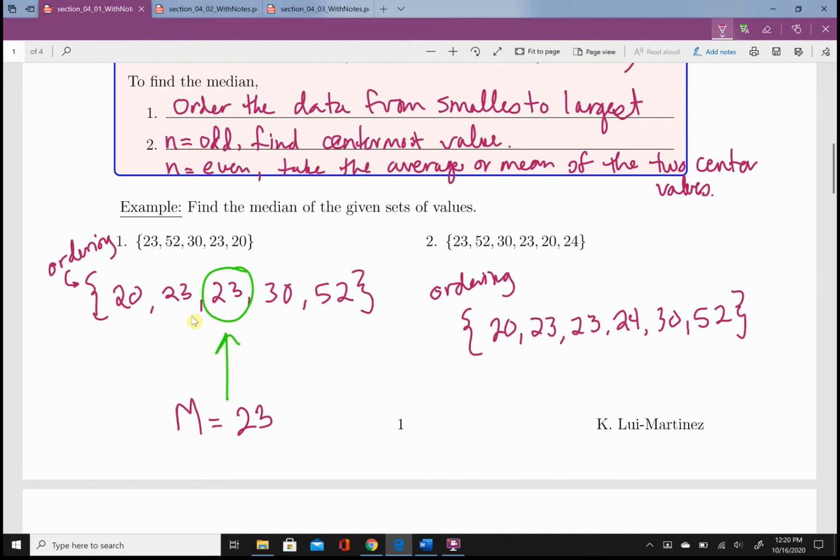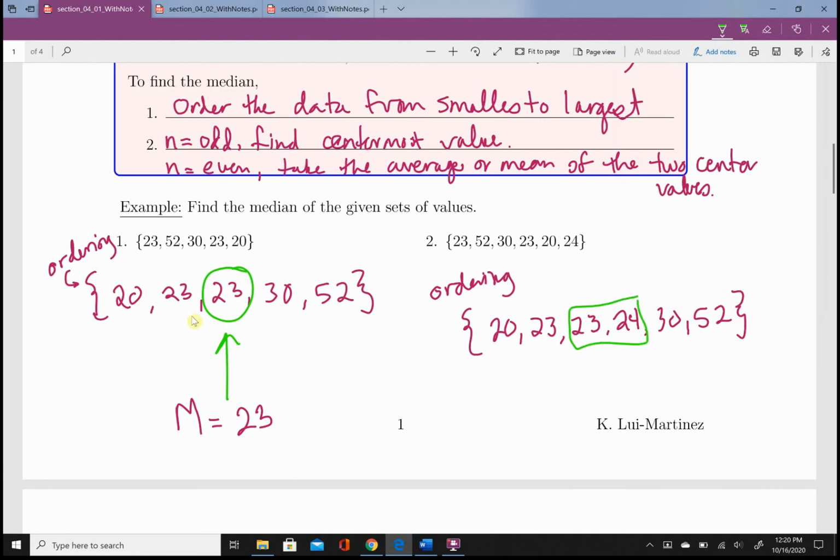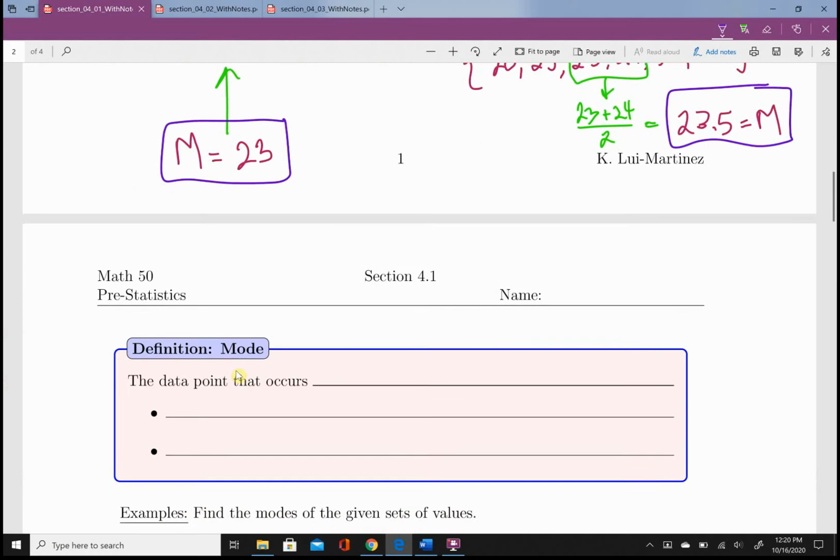So here you have to take the average. Actually, I want to change the color here. And so that'll be 23 plus 24 divided by 2, which equals what? 23.5 equals M in this data set. All right, go ahead and box those up. Great. All right, so now you know what to do in order to find the median.